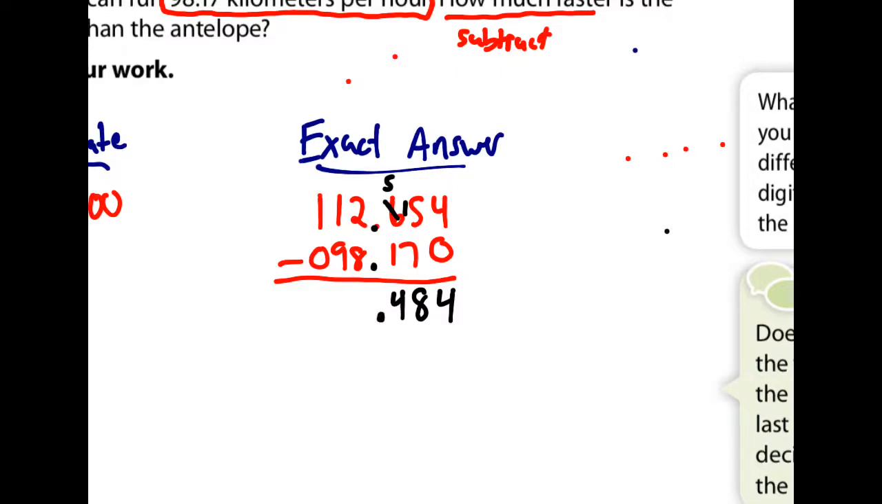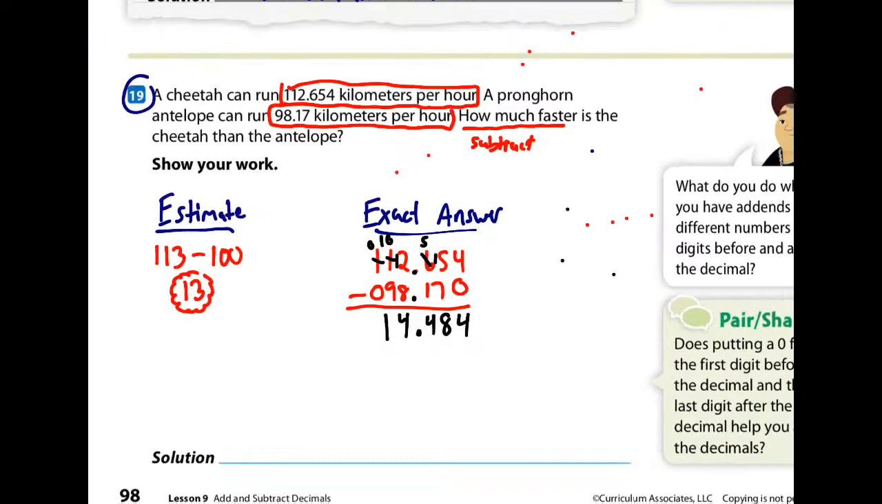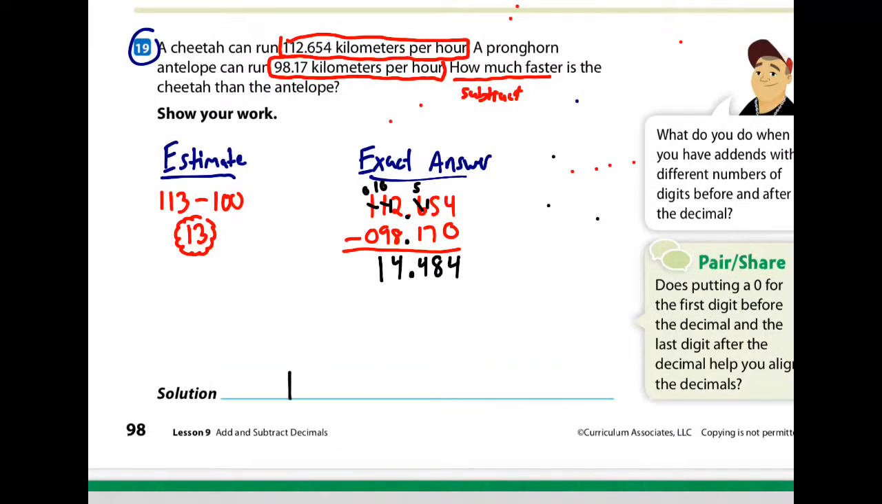Are you still in it? Well, if not, you can always pause the video at any time. So 2 minus 8 I can't do, so borrow. 12 minus 8 is 4 though. 0 minus 9 I can't do, so borrow. 10 minus 9 is 1. So my answer is 14.484, how much faster? Kilometers per hour. So I'll do kph.